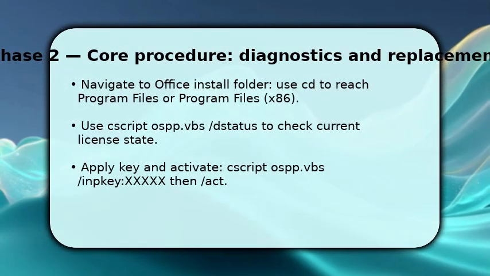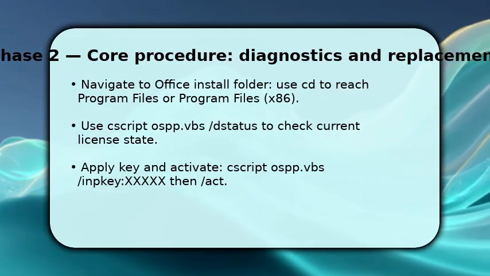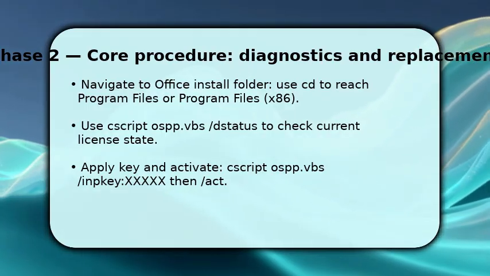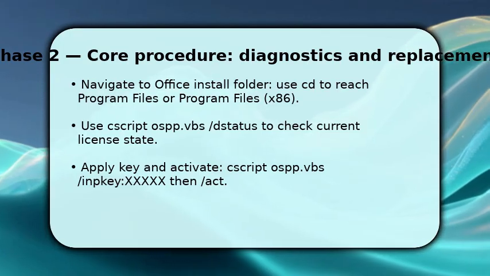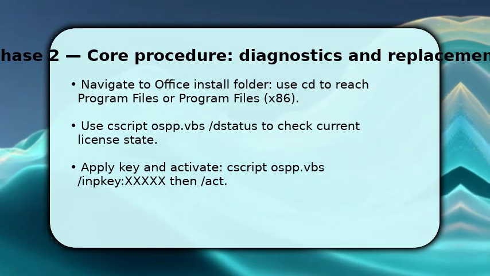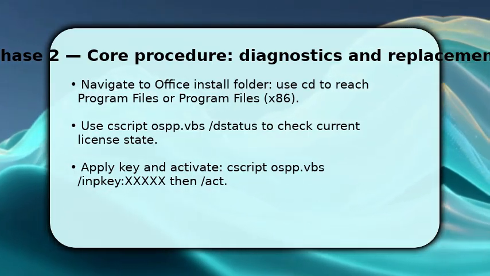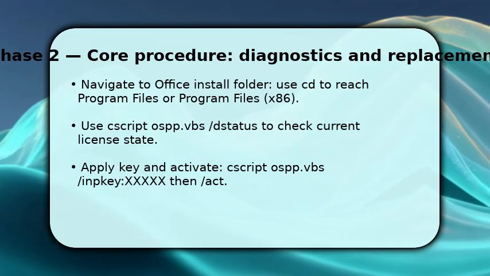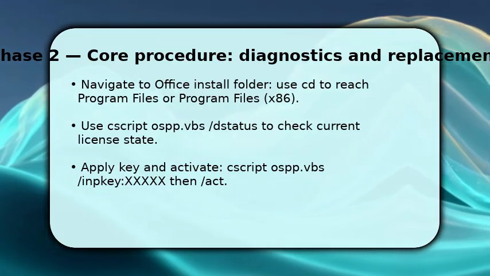servers. Once in an admin CMD, navigate to the correct Office folder, Program Files or Program Files (x86), because OSPP.VBS lives there. Next run cscript OSPP.VBS /dstatus to inspect license identifiers and error codes. This tells you why activation failed.